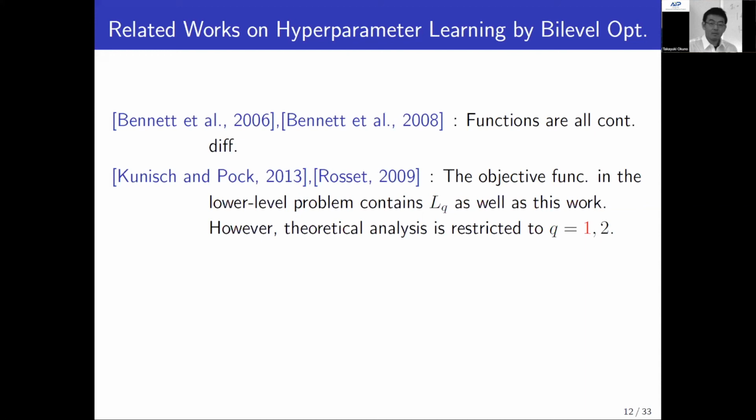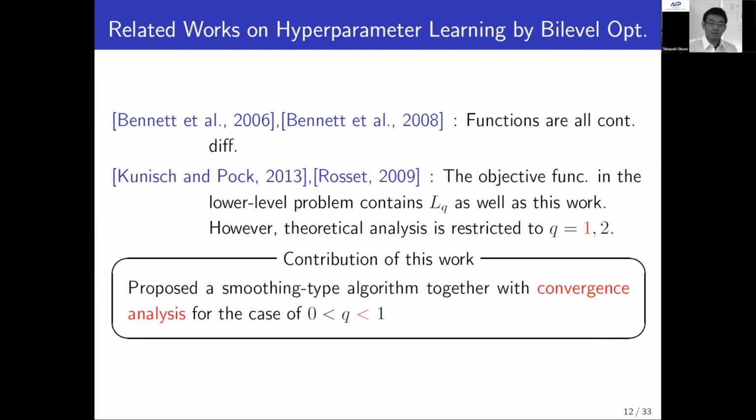In more recent years, there exists a popular bilevel optimization approach that uses a hypergradient method. But as far as we investigated, even such a framework does not support solving a problem like ours. Compared with the existing works, what is our contribution? Our contribution is summarized like this. We present a smoothing type algorithm for solving the bilevel problem having the Lq regularized problem as a lower level problem. And one more important point is that we give a convergence analysis for the case of q less than 1.